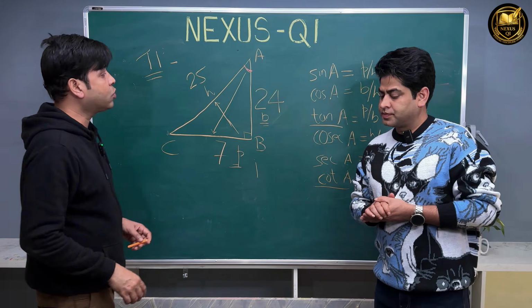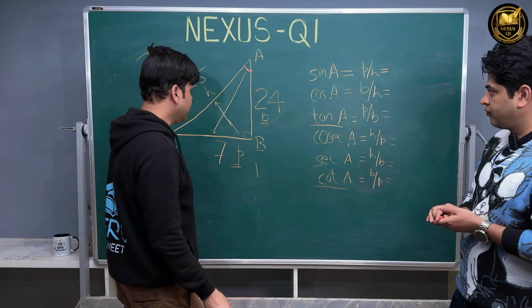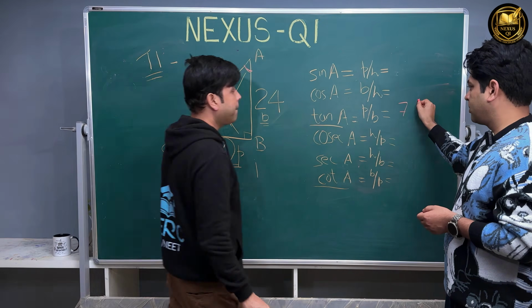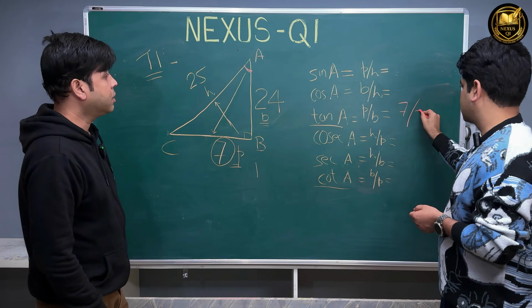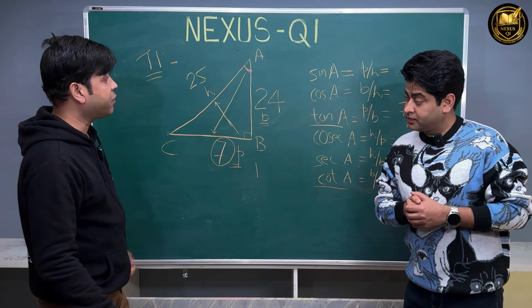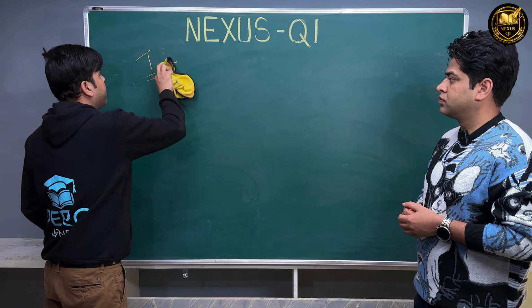I'll give you one example. So tan A is the ratio of p by b. What is p here? 7. 7 is p, correct? So 7 by what is b here? 24. Correct. I think it's very easy to understand now. So like this you can find all the other 5 ratios. So coming to type 2.